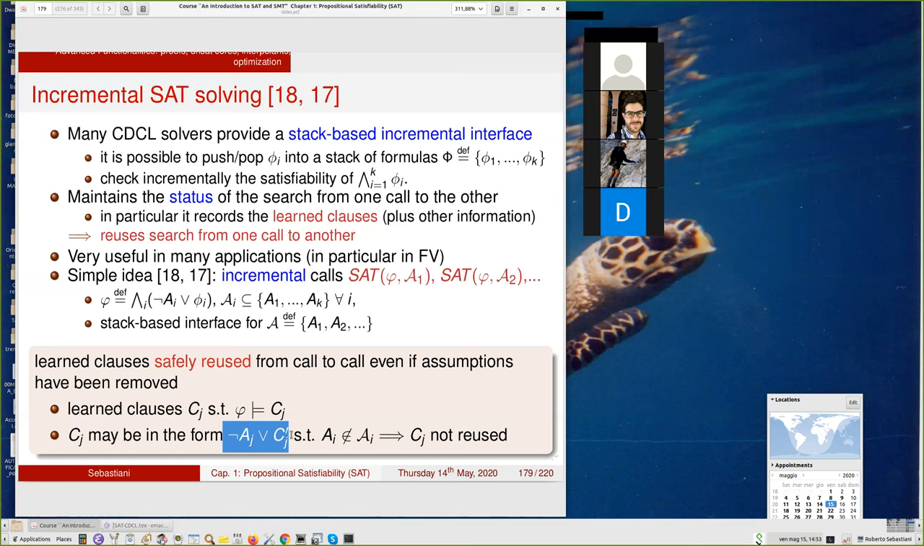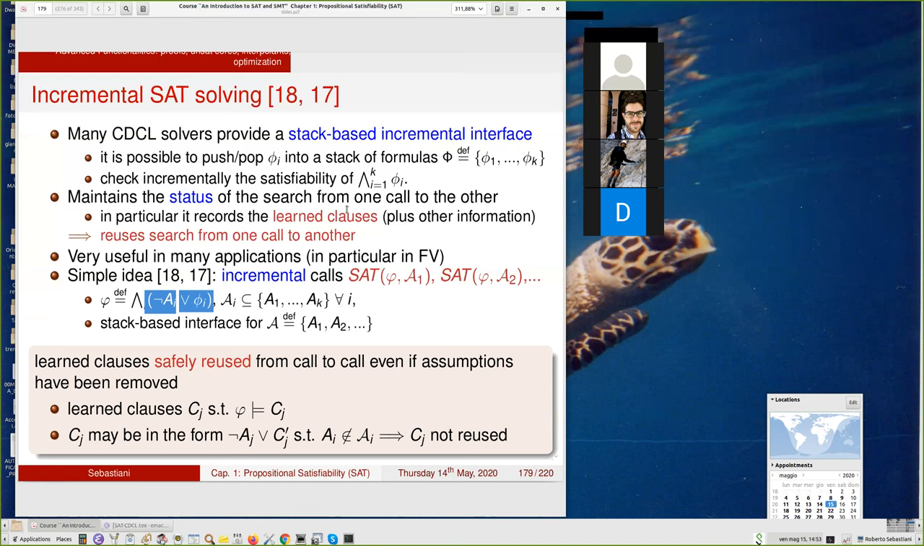Okay. So there is a little drawback of that: after a while, you have plenty of clauses, of formulas in this form, which are completely useless. So from time to time, the SAT solver does some garbage collecting and drops the conjuncts in the form not A_i or phi_i, such that A_i is no more in the list of the assumptions. Okay? From time to time, some garbage collecting is performed.